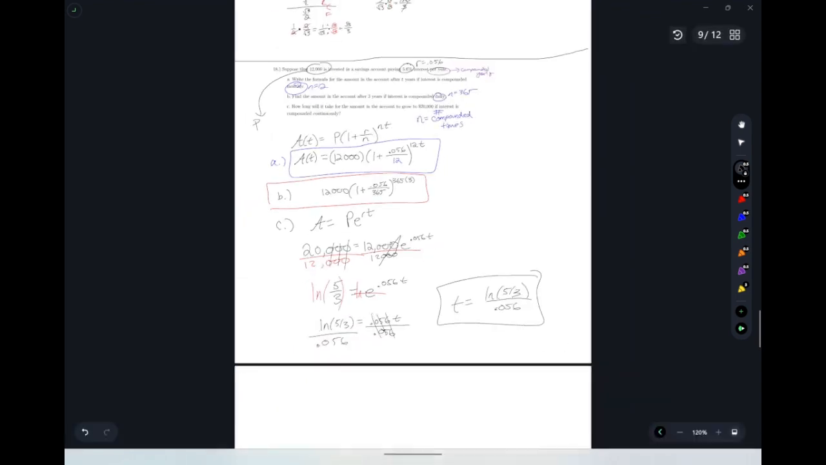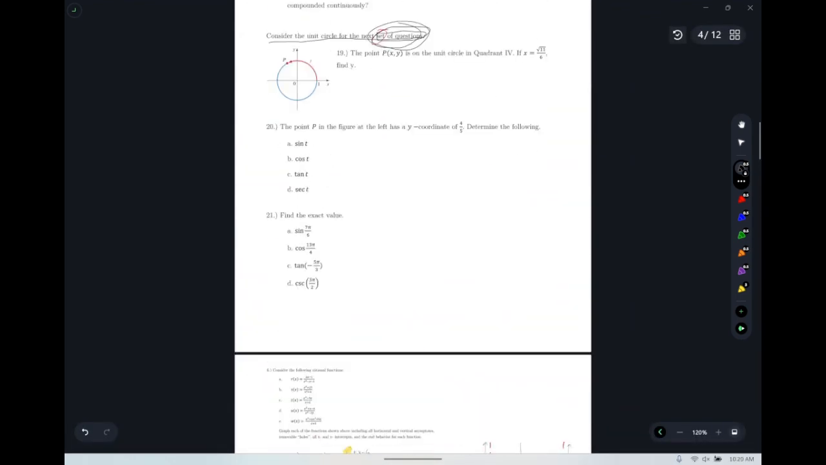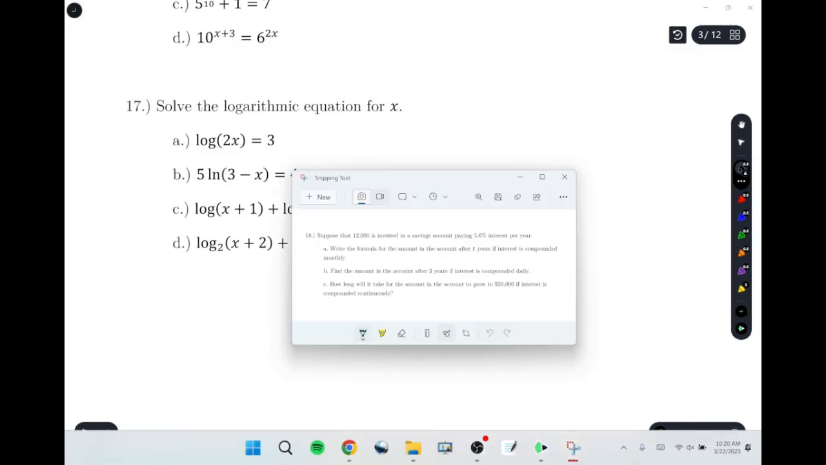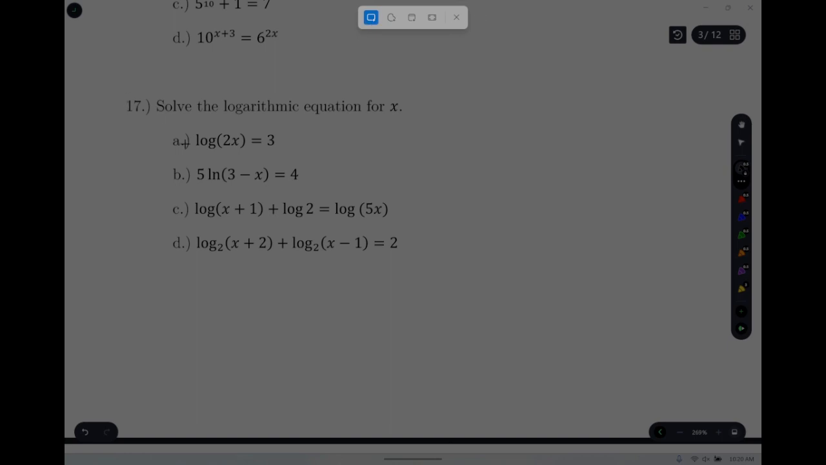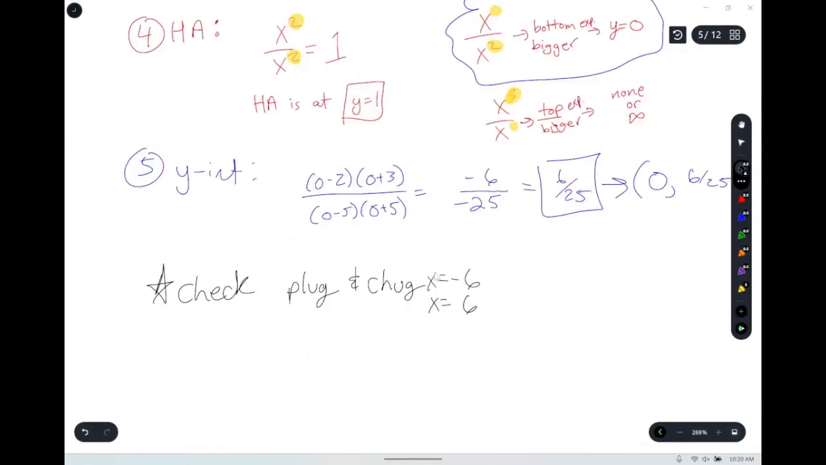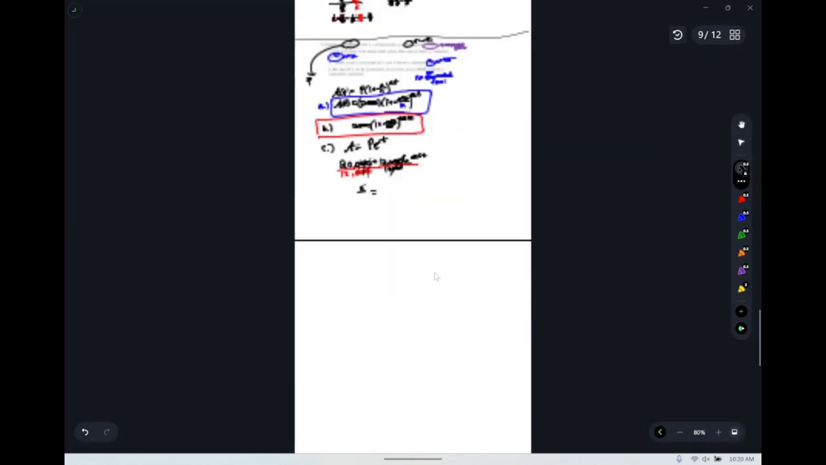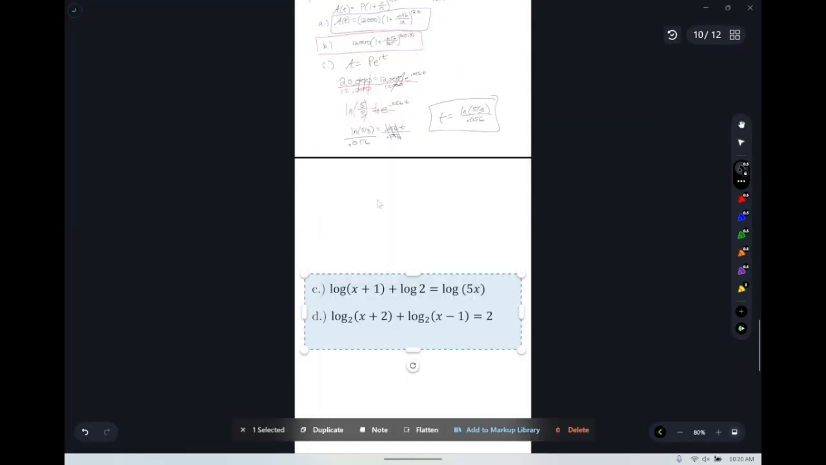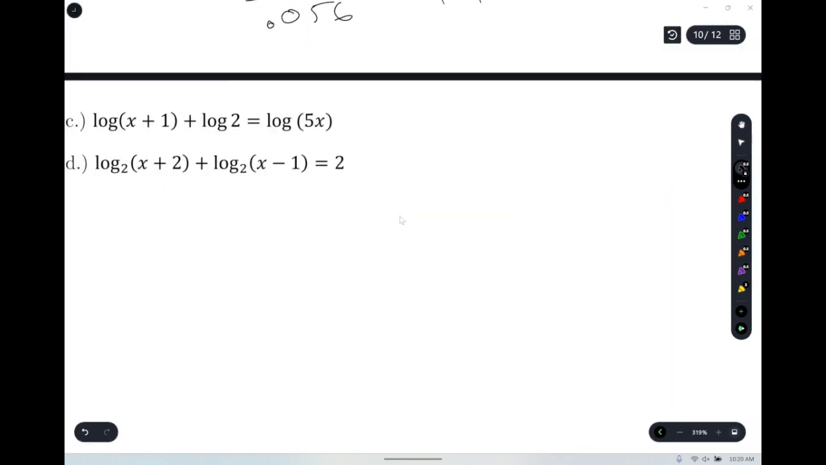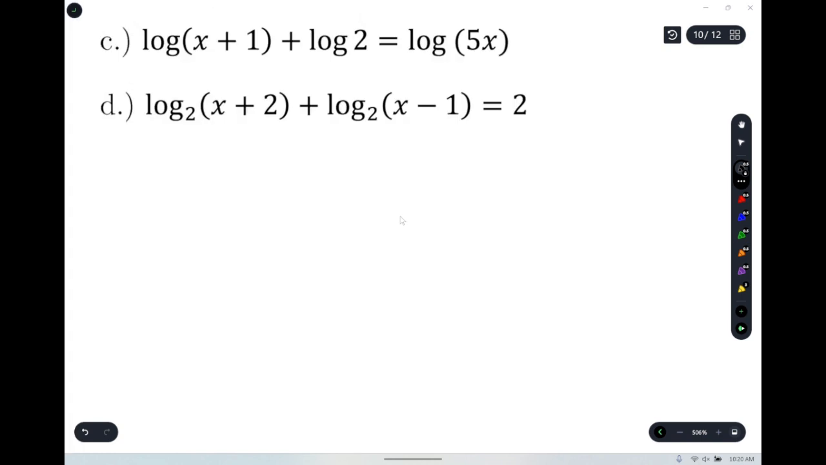What else we got? 17. Oh, sweet. I think I just like doing all of them, is what I'm learning. I see a problem, I'm like, that looks fun. Which one? The last. Well, the last two. All right. I think we got to solve some stuff. I think we got to mash together some logs. Let's do D first.